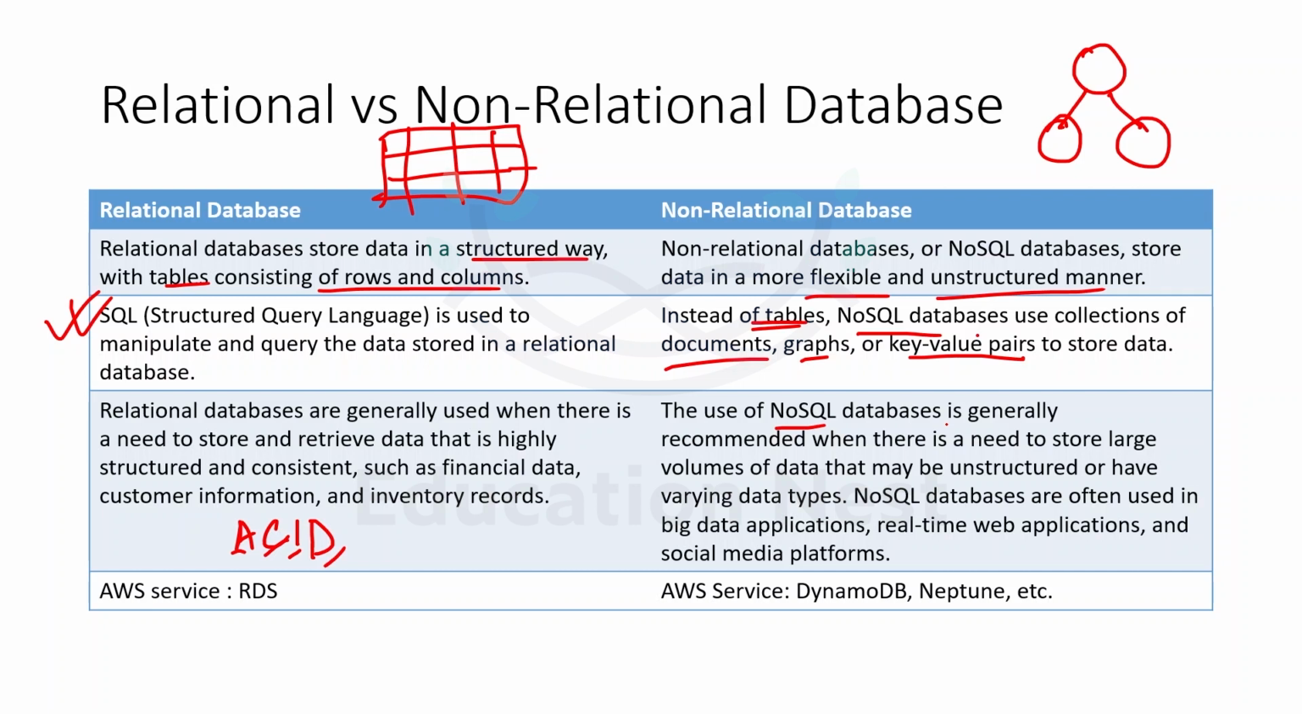The AWS service for relational databases that we'll be talking about is RDS. AWS services for non-relational databases can be DynamoDB, Neptune, and DocumentDB. All of these are examples of non-relational databases on AWS.